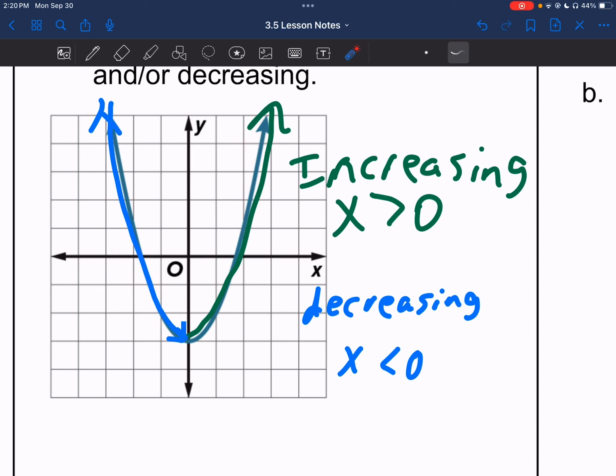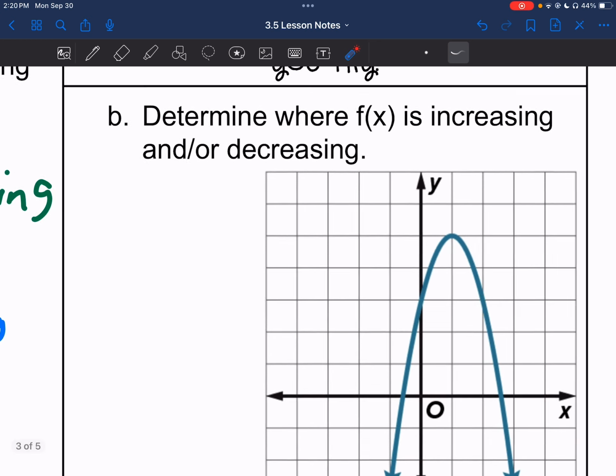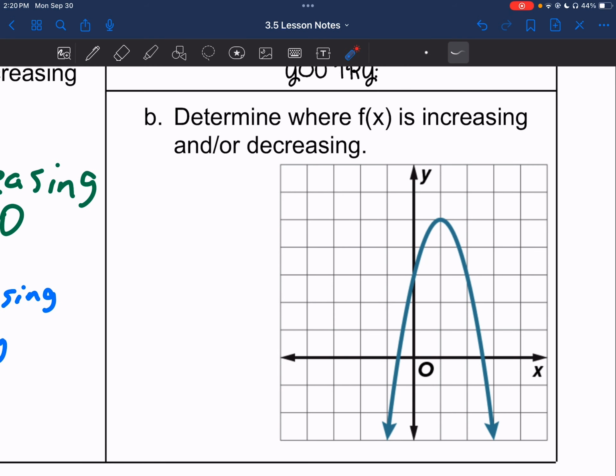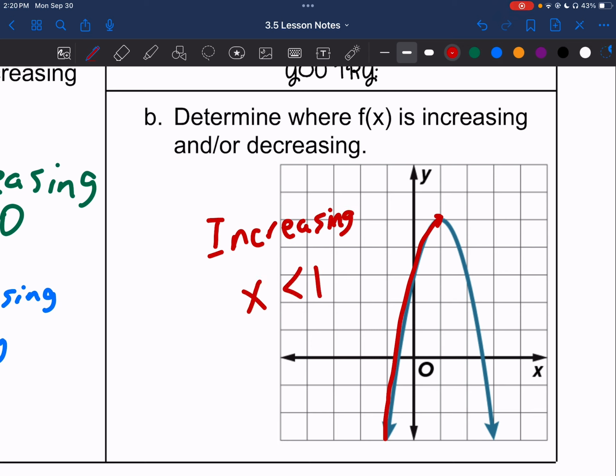You can try letter B on your own. Determine where it is increasing and where it is decreasing as we move from left to right. All right, we are increasing in this red portion here. So increasing when x is less than 1. We are decreasing when x is greater than 1.